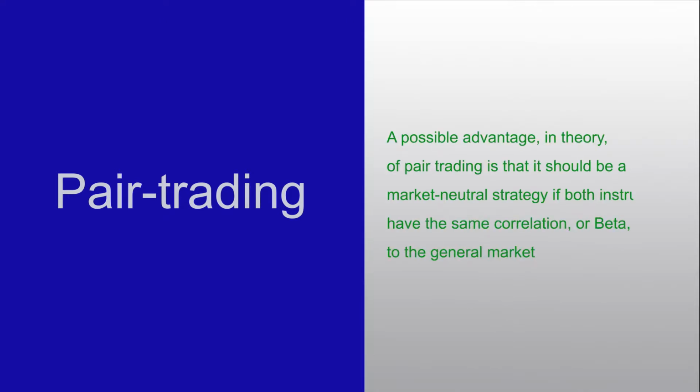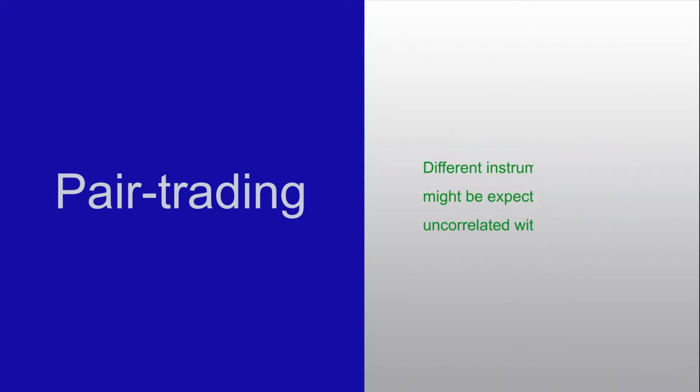A possible advantage, in theory, of pair trading is that it should be a market-neutral strategy if both instruments have the same correlation or beta to the general market. Additionally, different instrument pair trades might be expected to be uncorrelated with one another.